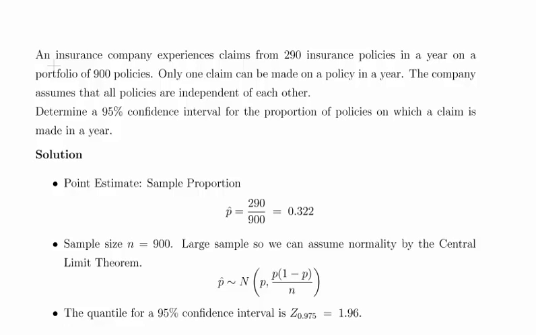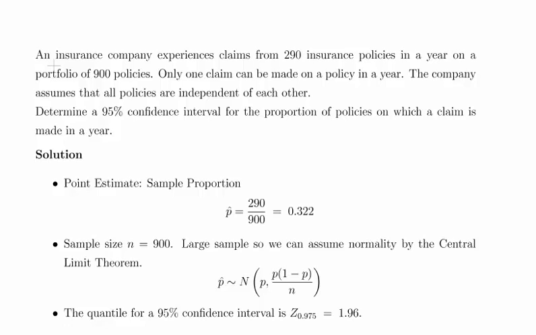Okay, in this presentation we're going to look at confidence intervals for proportions. So it's a straightforward enough question. An insurance company experiences claims from 290 insurance policies in a year on a portfolio of 900 policies. So essentially we can see that we have a sample proportion there of 290 out of 900.